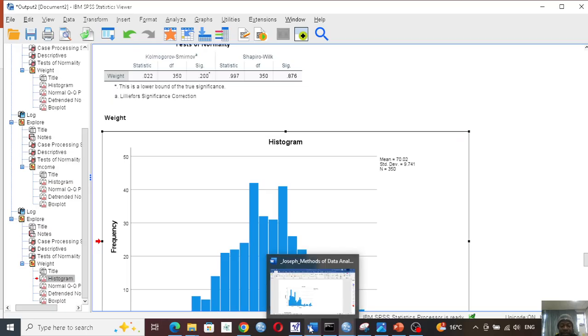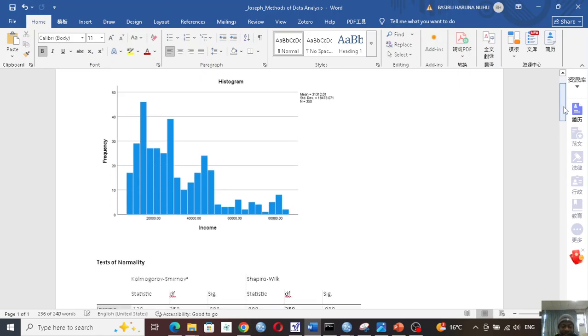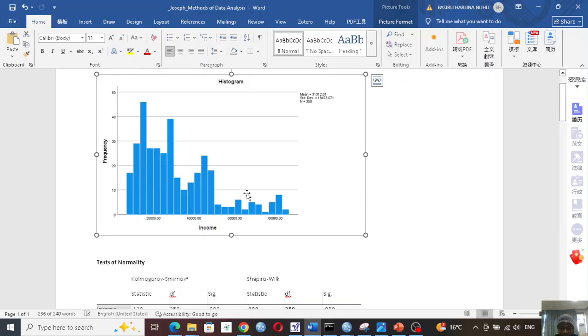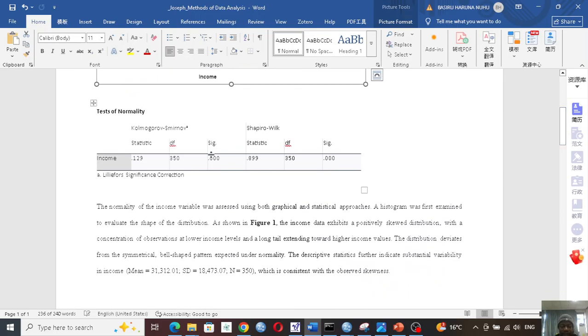So let's see how it is being reported if this is your thesis. So now we have for the income, this is the report, the output we just generated from the SPSS. This is the report here in Word form. So you could see it has violated the normality assumption. Therefore, it is not normally distributed. And then supported by the p-value, which is less than 0.05.